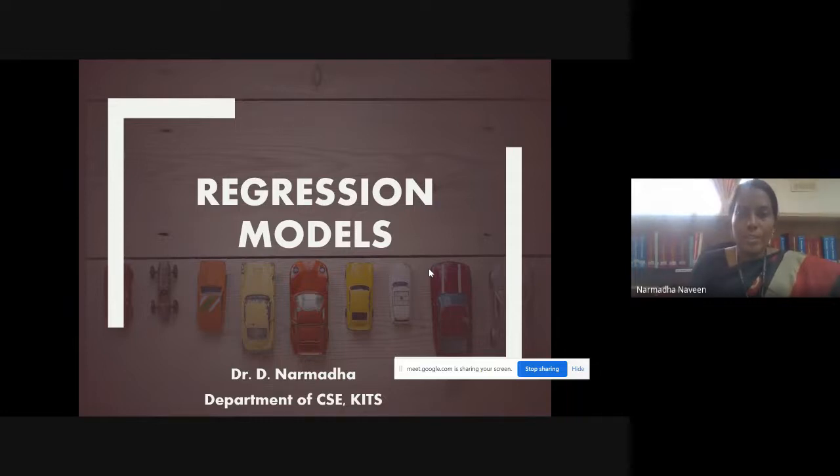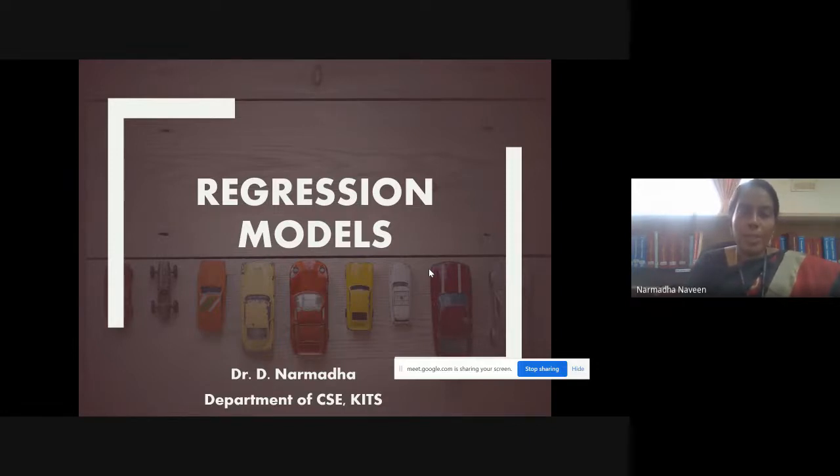Good morning, all students. Your exercise number 4 is implementation of regression model. Under this topic, you'll be doing the implementation of linear regression, multiple regression, and polynomial regression.